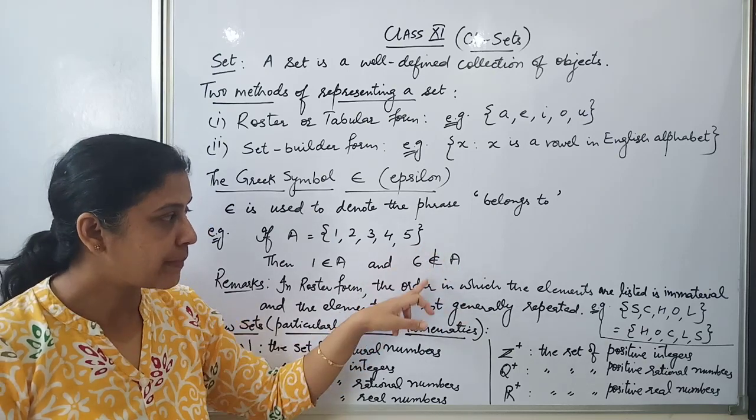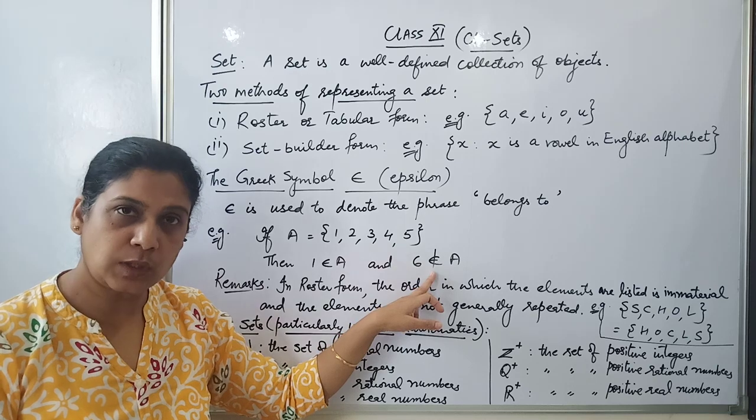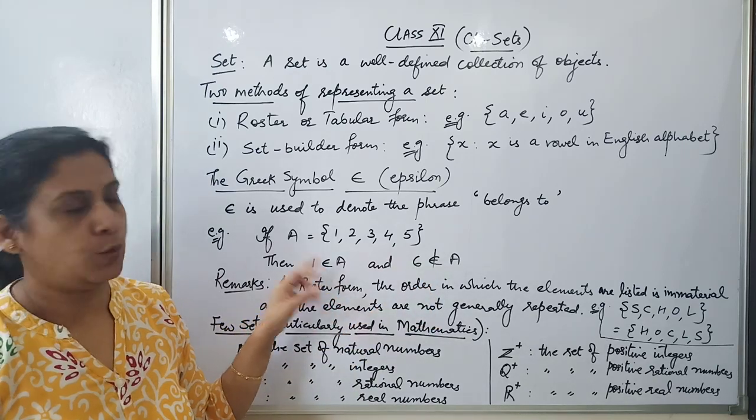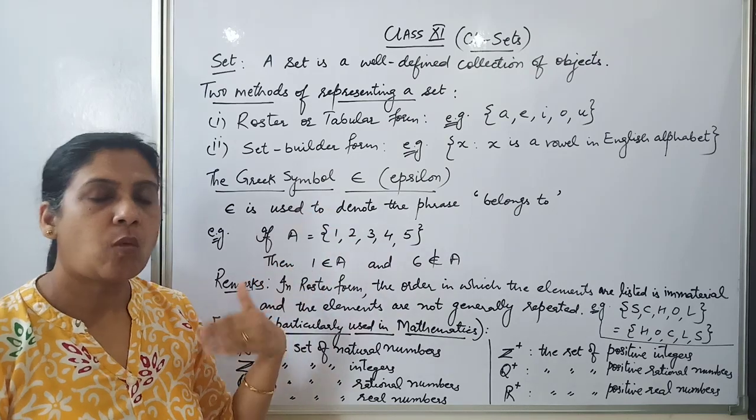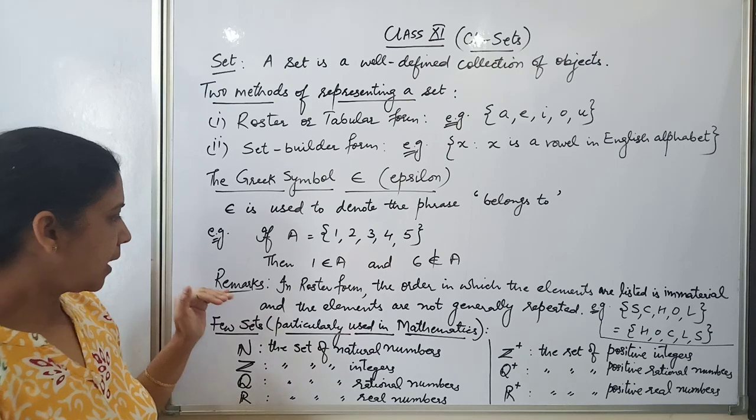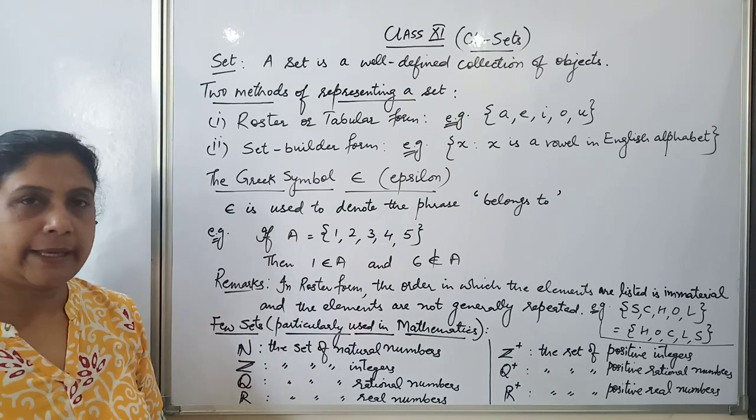So if I cut the epsilon like this, it means it does not belong to, and if I use the epsilon as such, it means belongs to. So the elements of the set, whatever they are present in the set, they belong to the set. There are some remarks which we have to take care of.